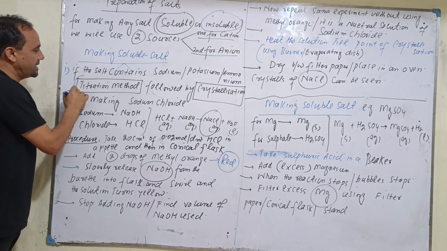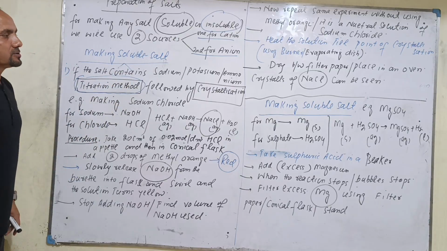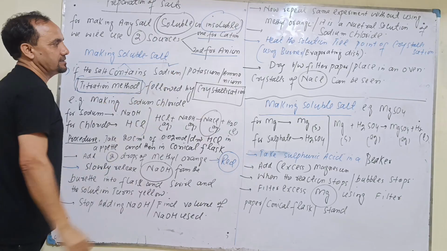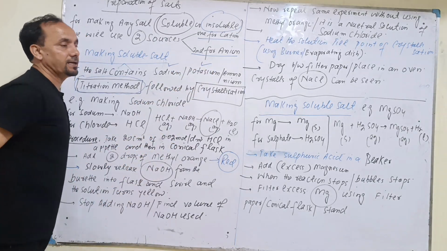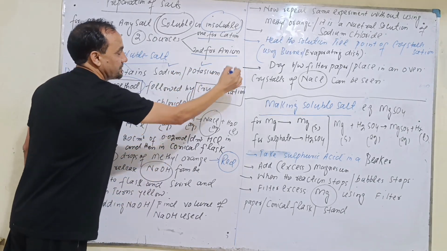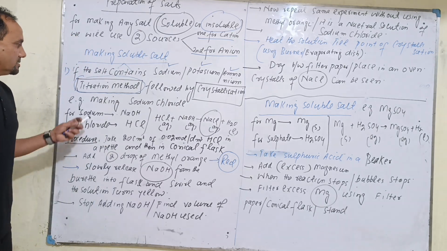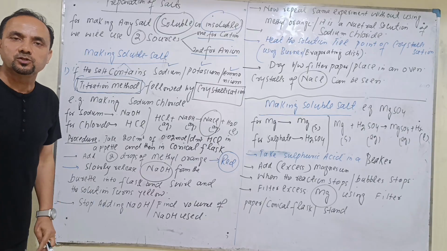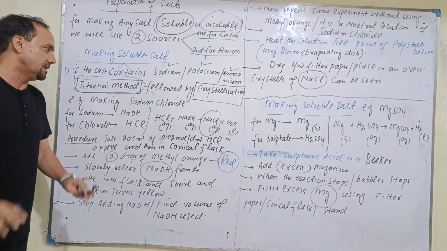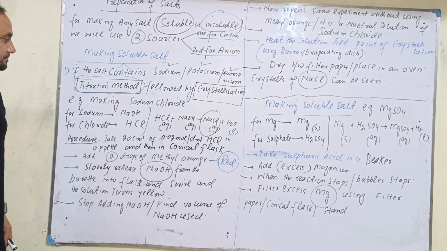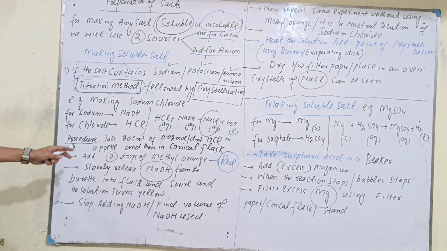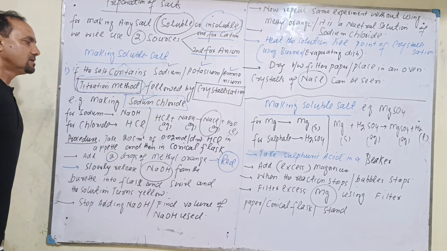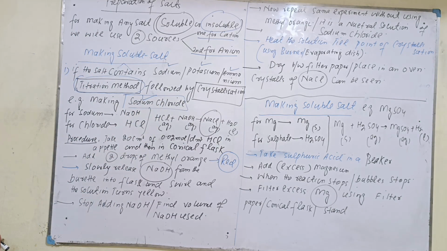First is the titration method. If the salt contains sodium ion, potassium ion, or ammonium ion, you will always use the method of titration, and in titration we always use acid and alkali, nothing else. For example, we are going to make sodium chloride. This salt contains sodium, so we will use the process of titration.